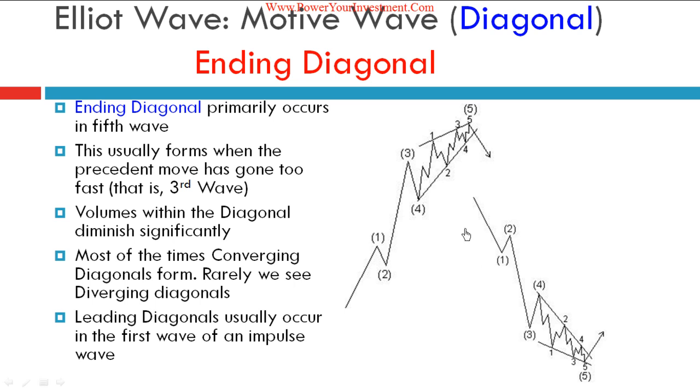A typical characteristic of this phase is that volumes usually diminish, as is applicable with any sort of diagonal triangle, contracting triangle, or expanding triangle. Usually in those phases volumes do contract, and it's the same with ending diagonals. Most of the time we get a converging diagonal. Can you see these lines converging? These are converging diagonals, converging ending diagonals, as you may put it. We also get an expanding diagonal type, but that's usually not that common.